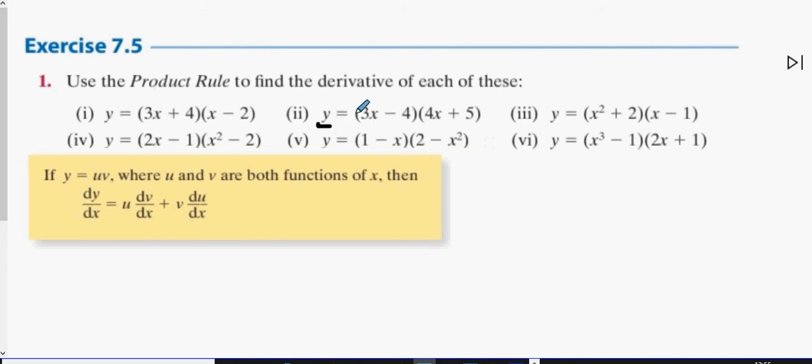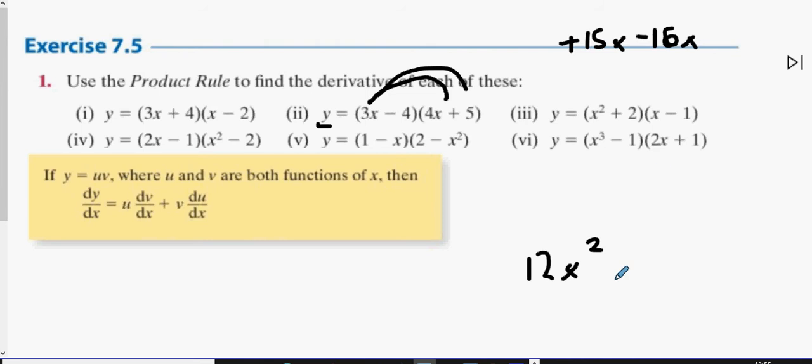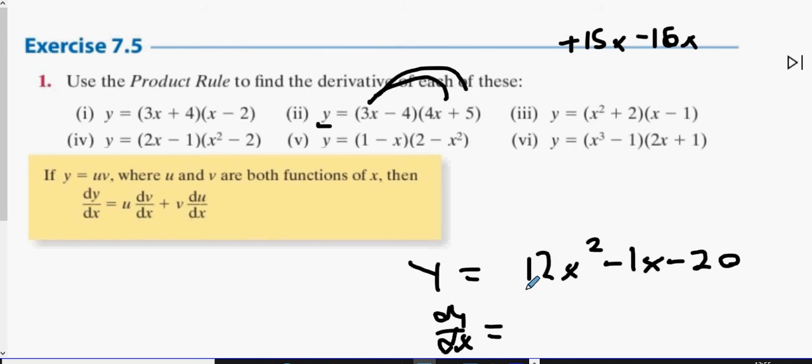What could I actually do? Multiply it out. What happens when I multiply it out? 12x squared plus 15x, take away 16x, which would be minus 20. Alright, let's differentiate this. What's dy/dx then? 2 times that, 24x, and then differentiate minus 1x, and just get rid of 20, and that's your answer. We didn't need no quotient rule for this one. Sorry, no product rule, but I'll show you the product rule now anyway.